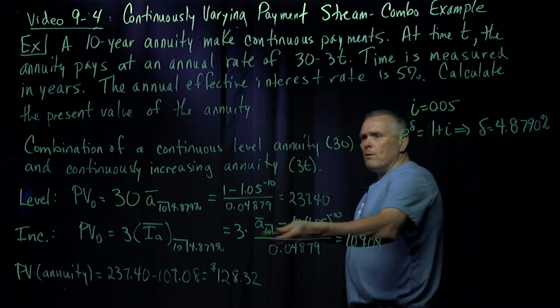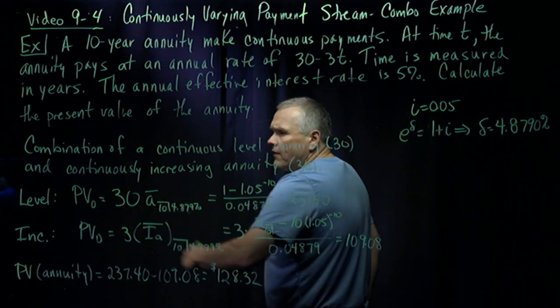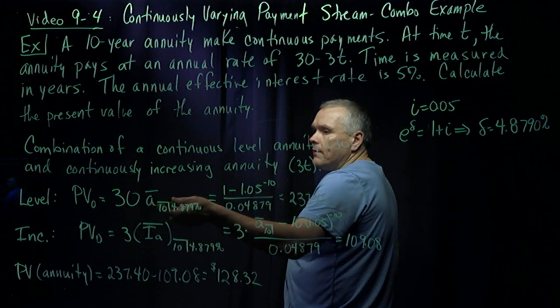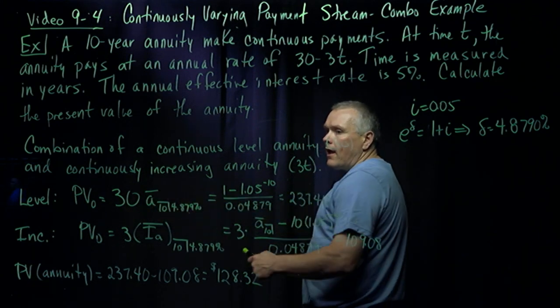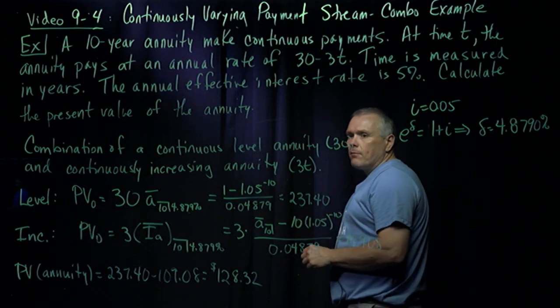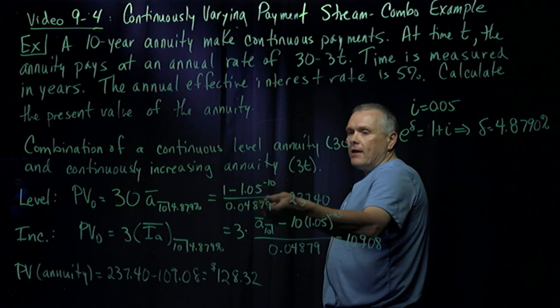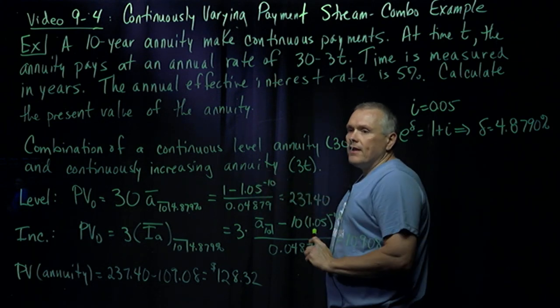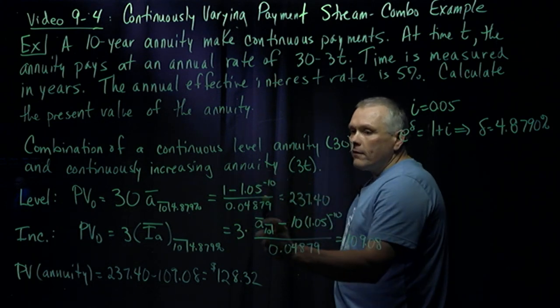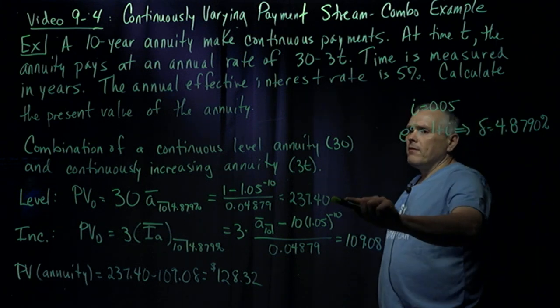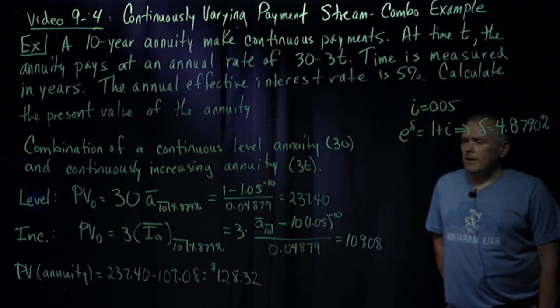So we already have a nice formula for the level annuity part. The level annuity, again, for the present value will be this 30 times a-bar angle 10 at 4.879%. Our formula in that case is 1 minus v to the n, that's why I've got the 1.05 to the negative 10 here, over the force of interest, over the delta. And for that piece, we see that the present value is 237.40.